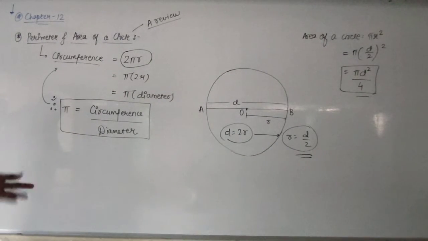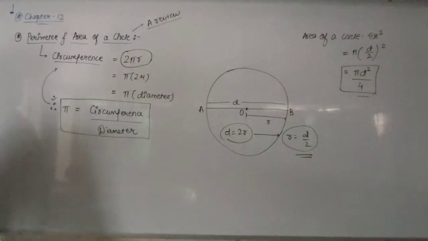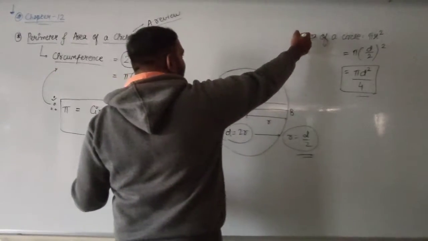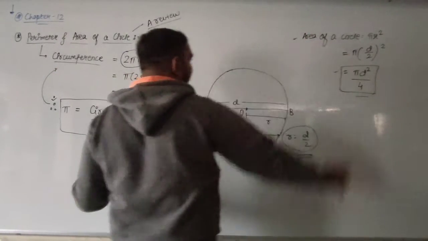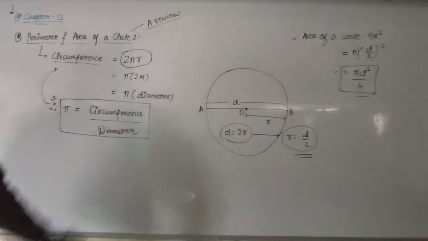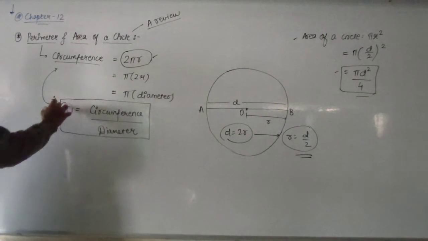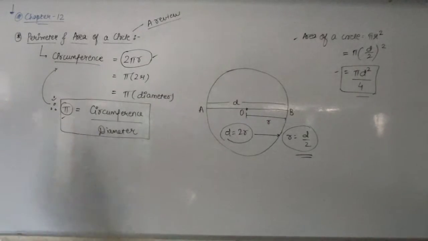So these are the two formulas that we studied in the previous classes and have just reviewed here. The area of the circle is pi r square, or pi d square by 4, and the circumference of the circle is 2 pi r. Based on that, the value of pi is circumference divided by the diameter.